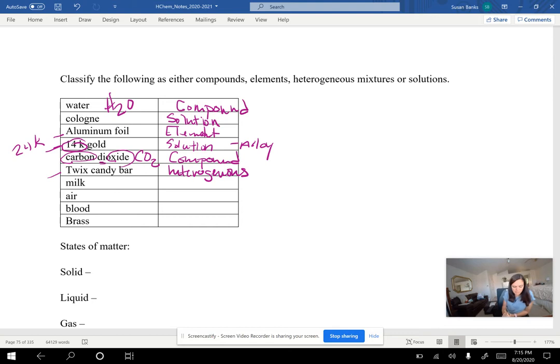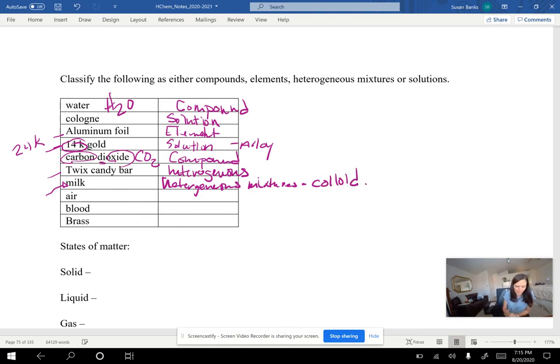Okay, milk. This one tricks people because guess what? On the side of milk, it says homogenized. But you know what? It really isn't homogeneous. It is heterogeneous. You've got little chunks of fat floating around there, little chunks of protein and things like that. It is a heterogeneous mixture. It's just that the little bits of particles are so small that they don't separate out. So it's a colloid.